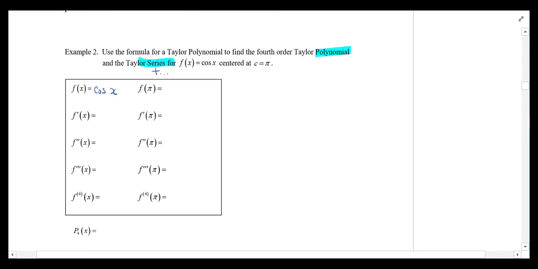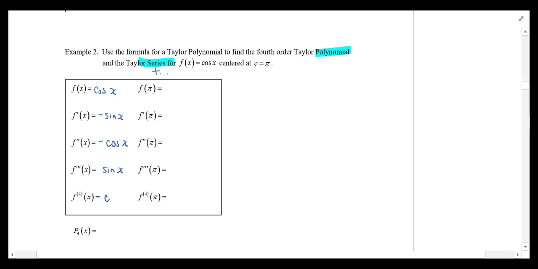f of x equals cosine of x. What's the derivative? Negative sine x. Good. What's the second derivative? What should be the derivative of negative sine x? Negative cosine x. What's the third derivative? The derivative of negative cosine is positive sine.